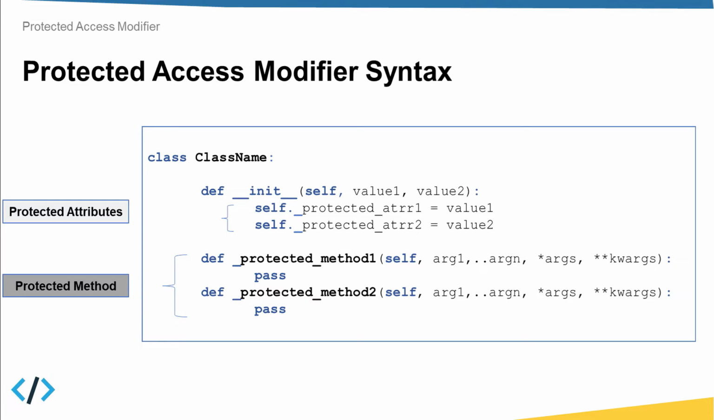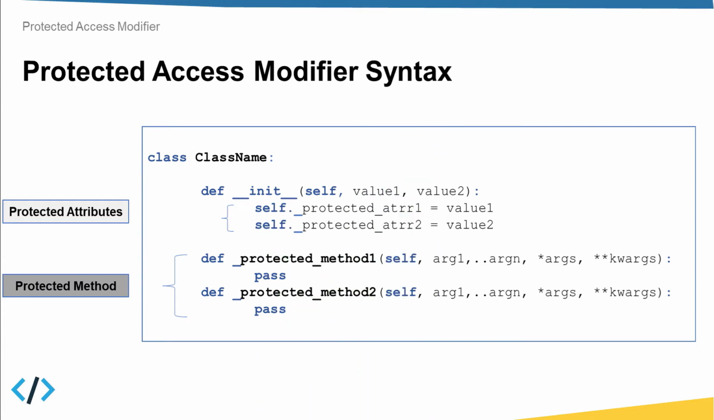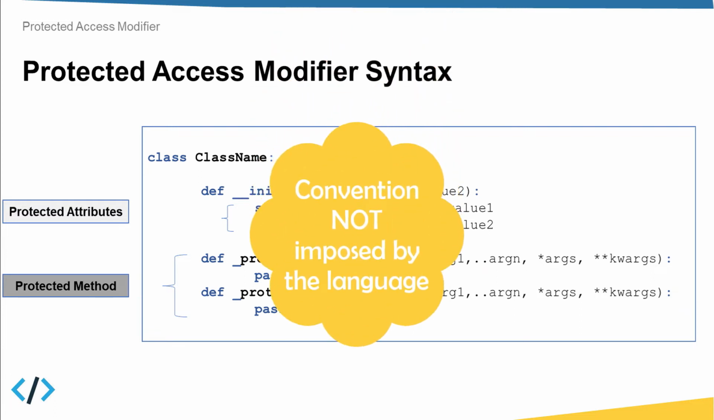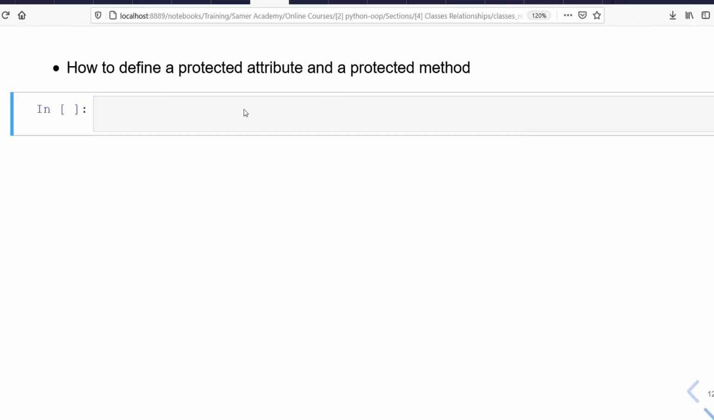Now if you try to access these methods from anywhere using Python, you can access them, even though I defined them in a different way. This just emphasizes the point that I mentioned about the protected access modifier: it's only a convention, not imposed by the language itself. Now let's move to Jupyter Notebook to see some code examples to understand what I mean.